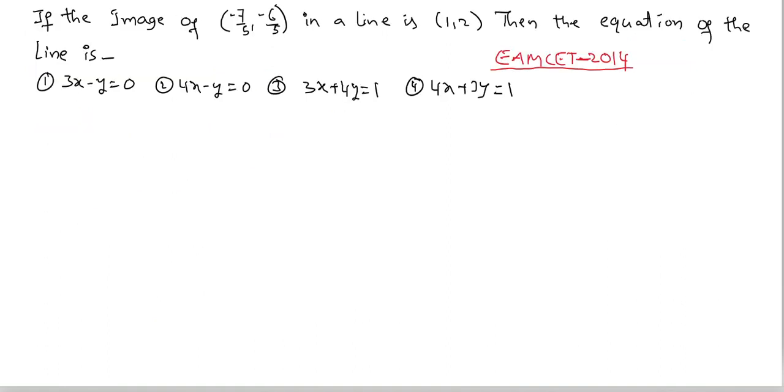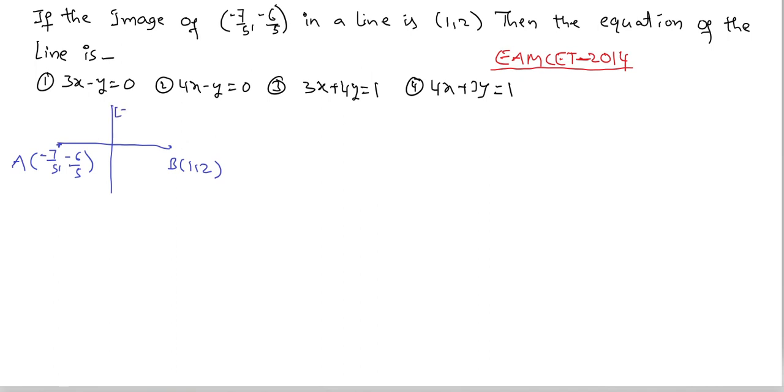The image of the point minus 7 by 5 comma minus 6 by 5 in a line is 1 comma 2. Then the equation of the line is dash. This is an MSET 2014 question. Here the image of minus 7 by 5 comma minus 6 by 5 in a line is 1 comma 2. The point minus 7 by 5 comma minus 6 by 5 is taken as A, and the image of this is the point B, which is 1 comma 2. Then the equation of the line is the equation of this line.